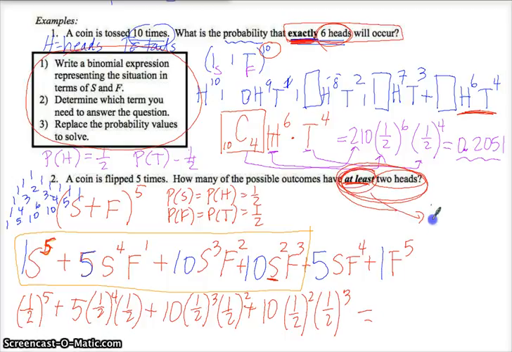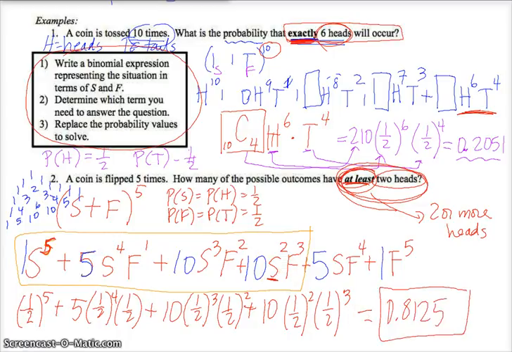So the words at least mean 2 or more heads. So again, that is why I'm doing 2 heads, 3 tails, 3 heads, 2 tails, 4 heads. So 2 or more heads is everything over here. Go ahead, I'm going to pause and calculate that, and you can compare. So when I plug it all into my calculator, I got 0.8125. So there's about an 81.25% chance that I would get at least 2 heads, answering the question. So 0.8125, or you could say about an 81% chance.